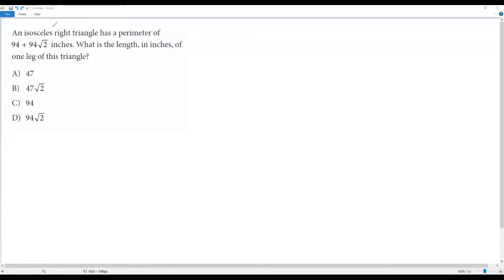An isosceles right triangle has a perimeter of 94 + 94√2 inches. What is the length in inches of one leg of this triangle? Okay, first let me draw an isosceles right triangle.